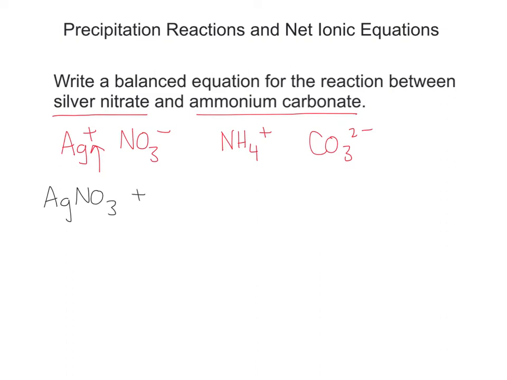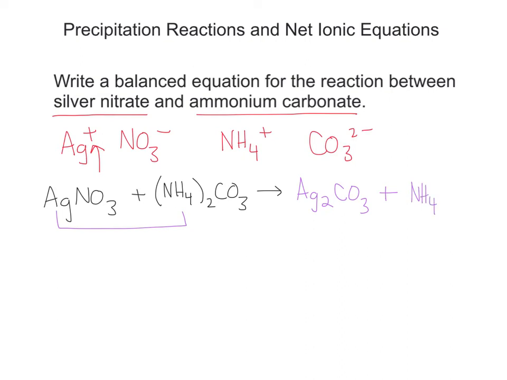adding with ammonium carbonate. This next part is where we switch where the cations are to form the products. We'll need to have 2 of those silver ions to match that negative 2 on the carbonate, and only 1 ammonium ion to balance the negative on the nitrate.